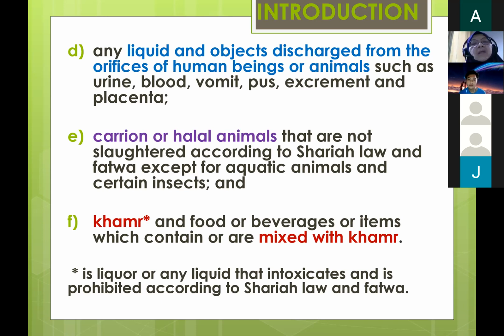It's also grouped under najis. Carrion, that is an animal that died, maybe due to disease or maybe due to other methods, is grouped under carrion. Carrion is considered najis. Or a halal animal slaughtered not according to Sharia is najis.